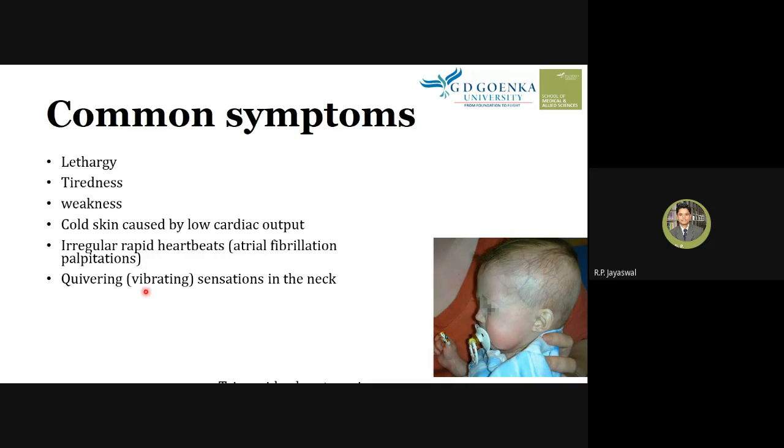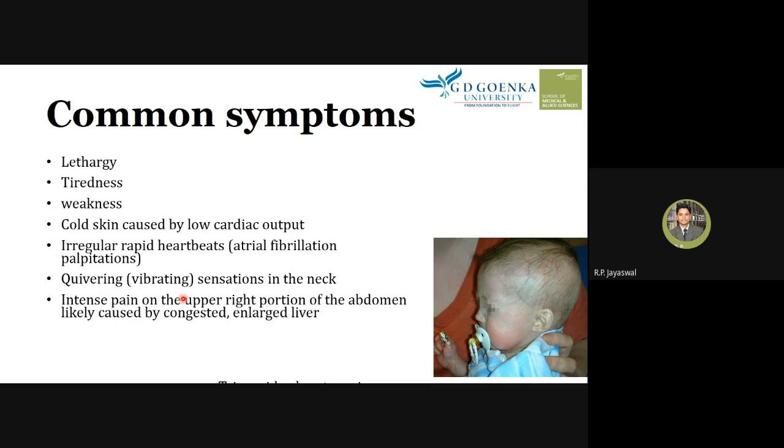Quivering, or what we say a vibrating sensation in the neck, which you can see in the neck. Intense pain on the upper right portion of the abdomen, likely caused by a congested and enlarged liver, which leads to the intense pain that we can feel at the upper right portion of the abdomen.